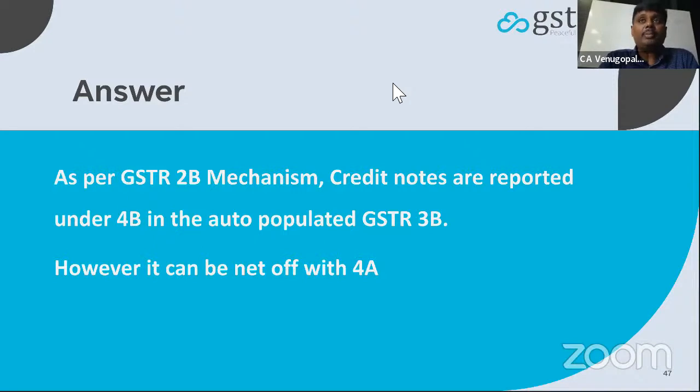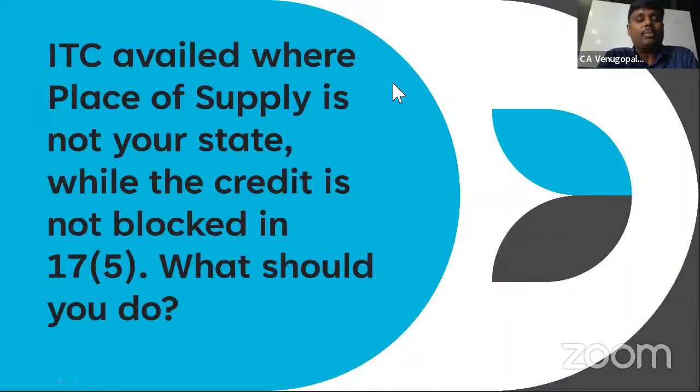Then the input tax credits pertaining to a blocked credit, or input tax credits pertaining to a place of supply which is not your state. I am here in Bangalore, state of Karnataka, and have traveled for an official trip to Bombay last year, and I have stayed in a hotel, and that is for business purpose.